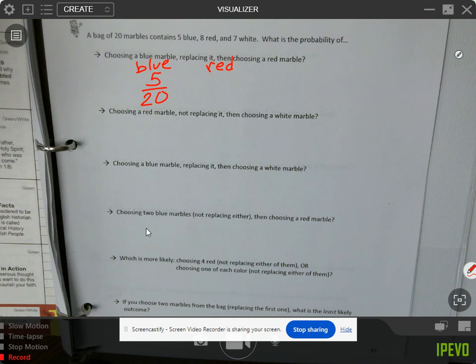So now I need to look at my second event. Choosing, it's important to note that I replace it. Why is that important to note?